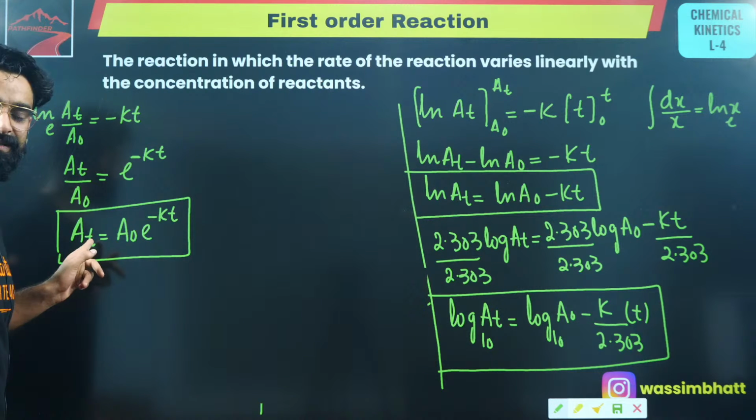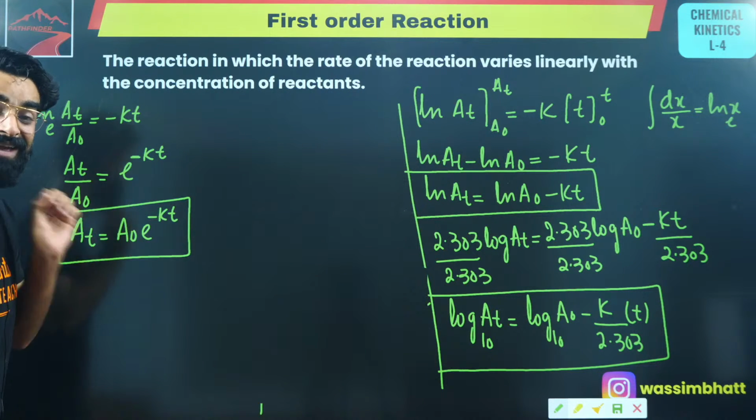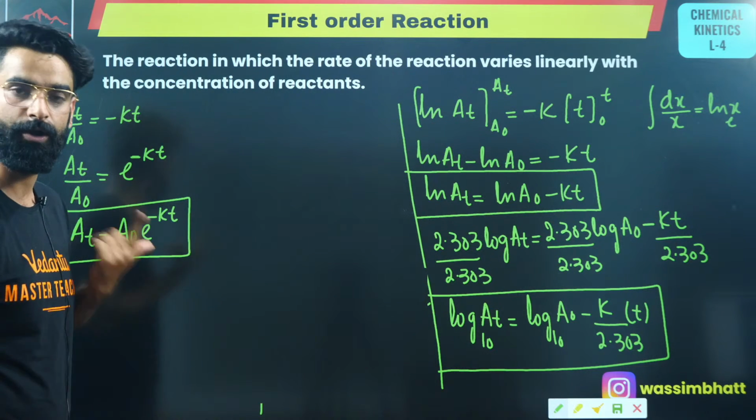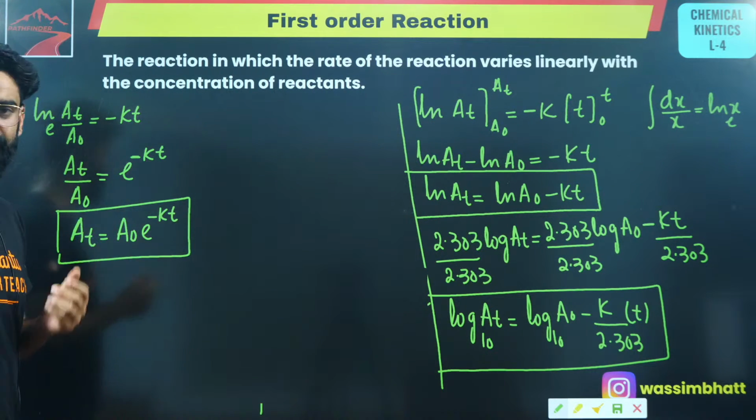What is At basically? At is the concentration of reactant left at time t. What is A0? A0 is the initial concentration of reactant. This is one more form of the integrated rate equation.